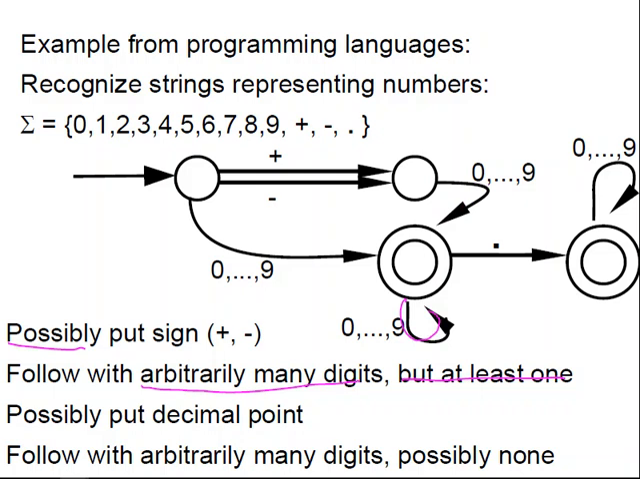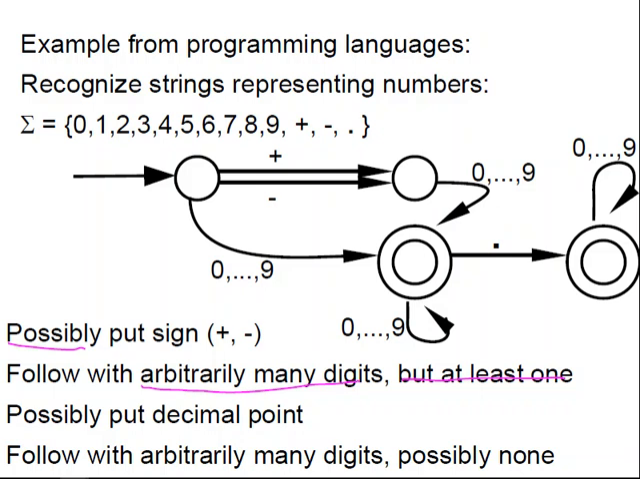Then you can have as many digits as you want. You will cycle here. And then you may want to put the decimal point at some point. You put this decimal point just once. And then again, you follow with arbitrarily many digits. And here we allow for possibly no digit. You can write like +5 dot, and that would be accepted here. So observe, you can put a decimal point, but only once. After you put it once, you're not allowed to do it again.